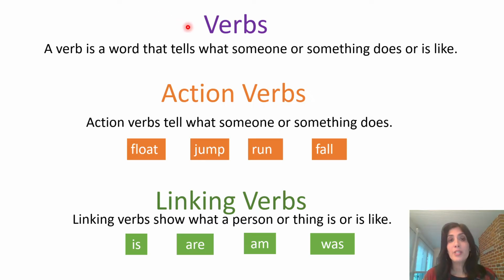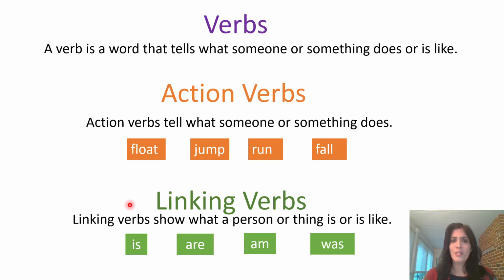We have been learning so much about verbs. Do you remember this page? Well, we learned that a verb is a word that tells what someone or something does or is like. We learned about action verbs. Here were a few of the action verbs we learned about: float, jump, run, fall. Remember, action verbs are verbs that tell what someone or something does.